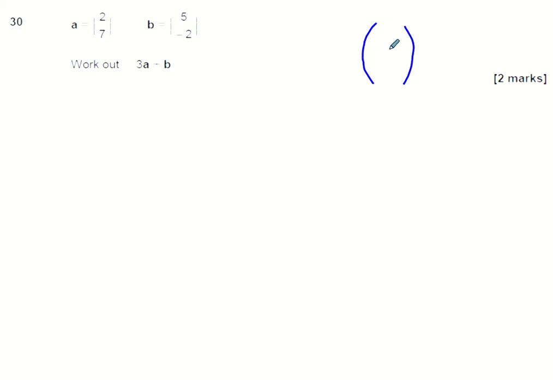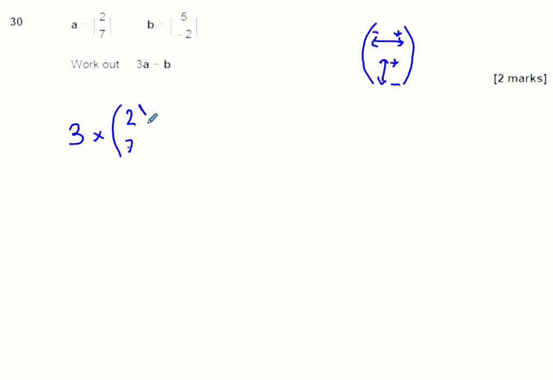The top number in the vector is telling you how far you are moving in a horizontal direction. If the number is positive, you're moving something to the right. If it's negative, you're moving it to the left. The bottom number represents vertical movement. If the bottom number is positive, you're moving a shape up. If it is negative, you're moving it down. Now we can apply it to this question. 3A means that we are completing the movement of A 3 times.